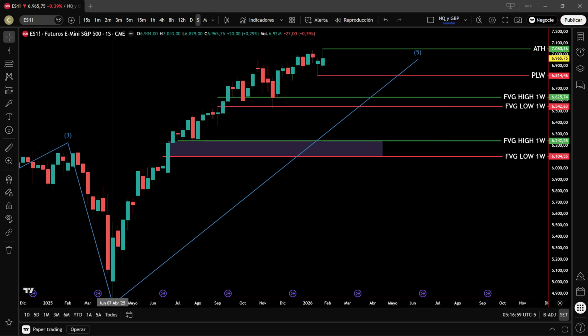strikingly evident. After completing the Wave 4 correction, price has launched an aggressive expansion, leaving several fair value gaps or liquidity voids in its wake. It is crucial to observe the shaded zones, the first weekly FVG between 6,104 and 6,242 points, and a second, closer inefficiency level between 6,542 and 6,625. These levels act as dynamic support zones in the event of deep retracements.